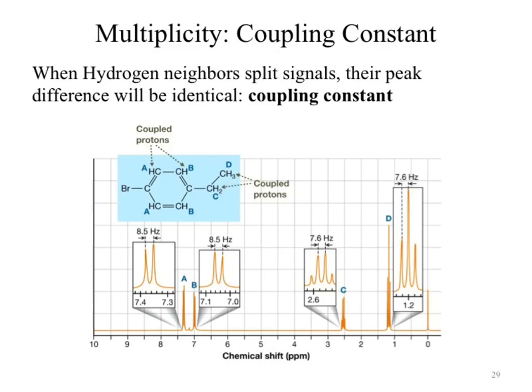Last thing that I want to address here is a coupling constant. These things are neighbors of each other, so it causes them to split. Hydrogens that are split will split the other neighbor as well, or split back. So what we can do is look at the distance between those peaks. That is what's known as the coupling constant, because it is constant for an individual set of neighbors.